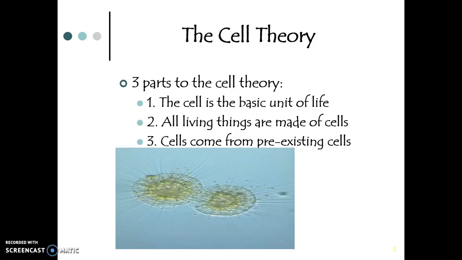All living things are made of cells. Anything that you find, if you look at it under a microscope and it has cells, then it's alive. All plants, animals, and bacteria are made of cells. And finally, cells come from pre-existing cells. Cells don't just magically, spontaneously arise out of nothing. Cells reproduce to make more cells. If you cut yourself and you damage your skin and you need more skin cells, your surrounding skin cells will reproduce to make more cells. They don't just magically arise.